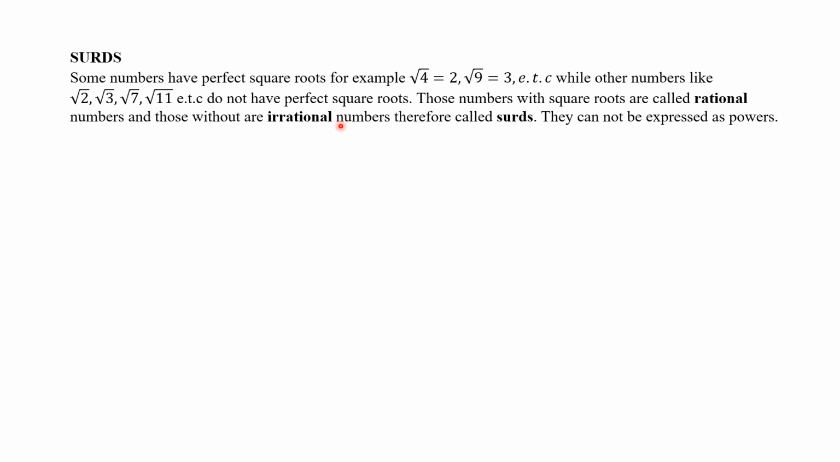A whole number can be expressed as a fraction. That is why I'm saying those numbers cannot be expressed as fractions. Then the other numbers, these ones here, we call them rational numbers, and these ones here, we normally call them irrational numbers. So the irrational numbers are the ones that we call the surds.